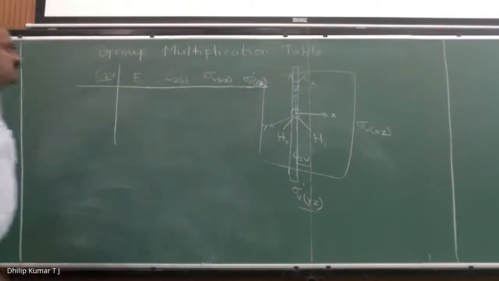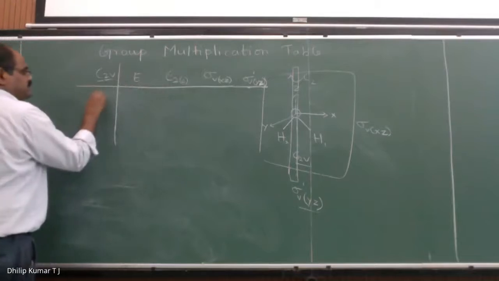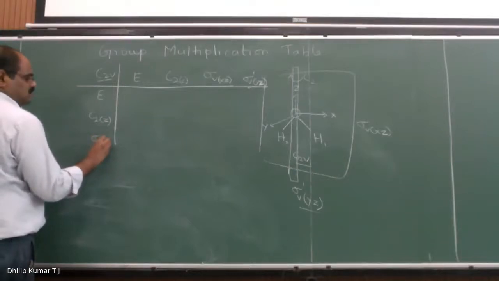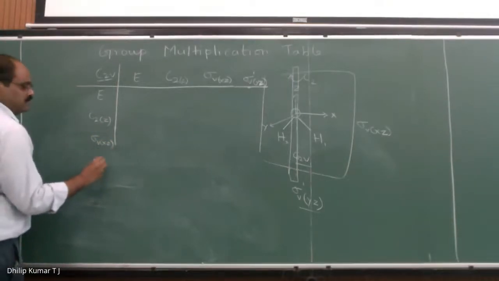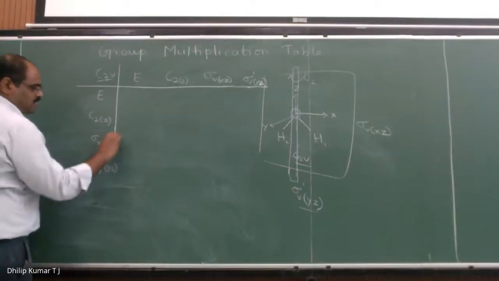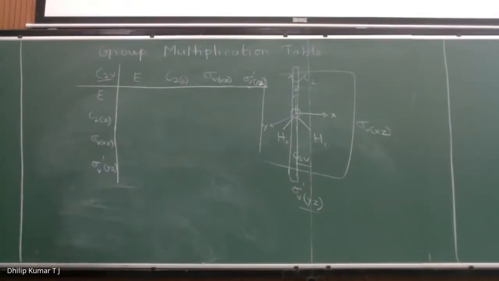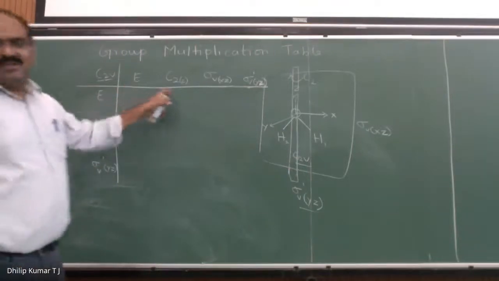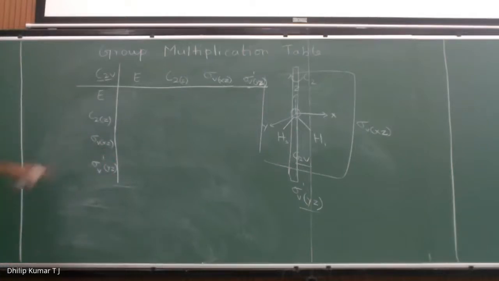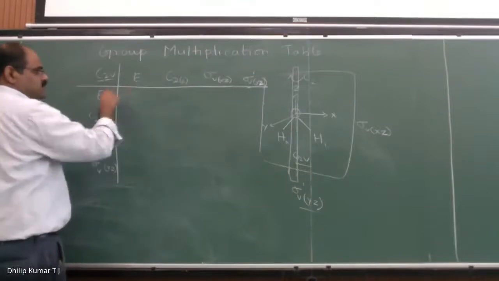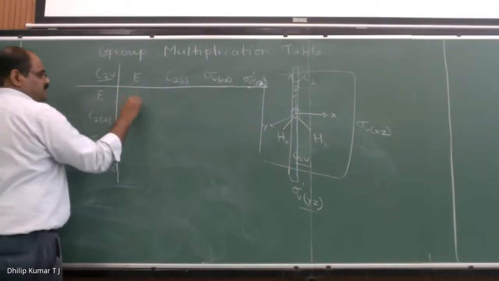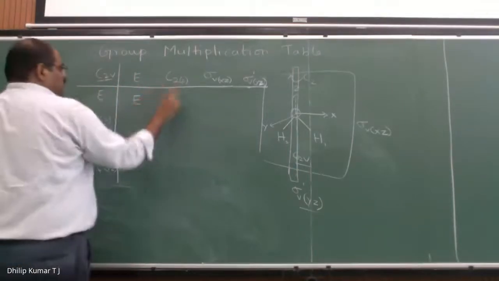So I write these in both row and column: E, C2Z, sigma V XZ, sigma V prime YZ. Let's start with each operation. E is very simple. The first row and first column are very simple because you multiply with E. So this is row into column. For E and E, the result is E. And C2 multiplied by E is again C2Z.